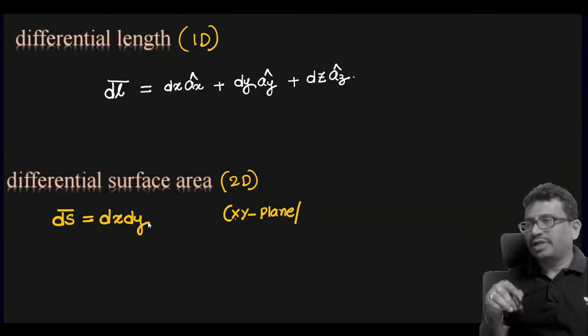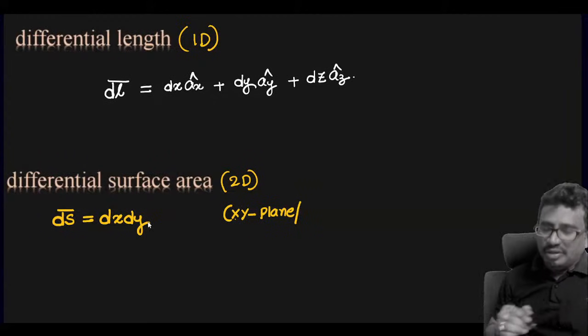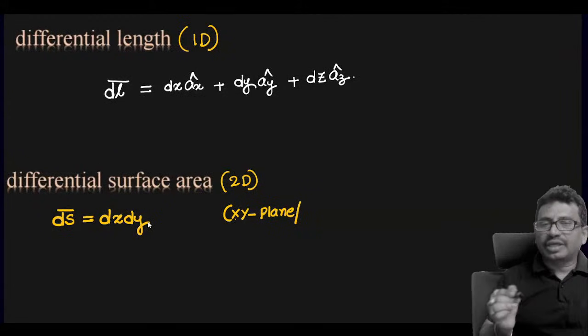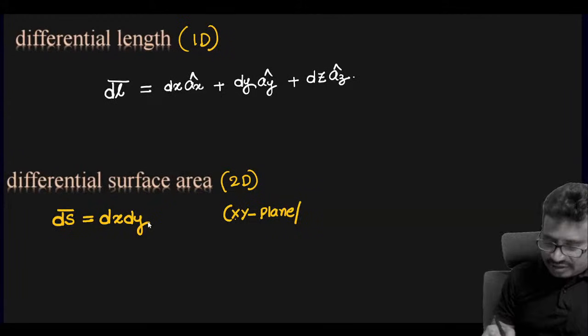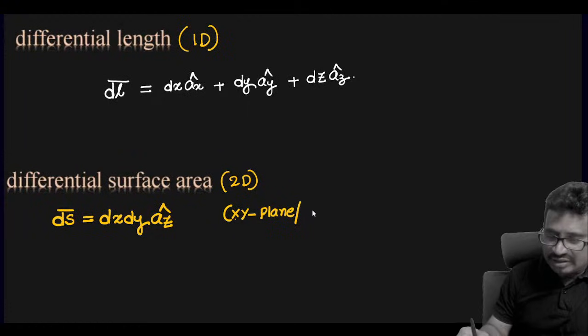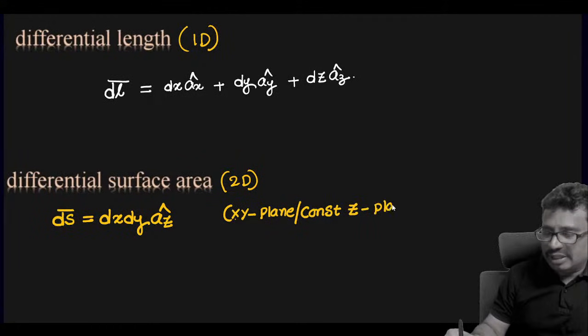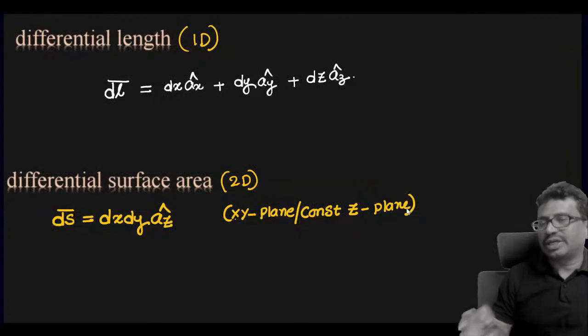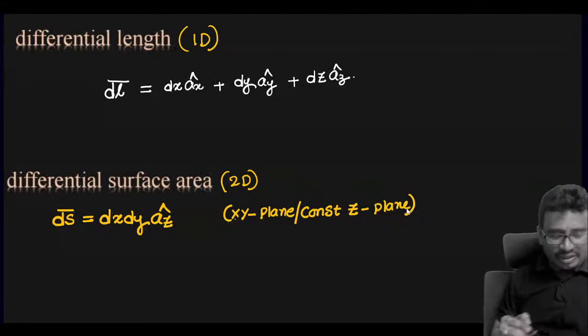And what is the direction of the surface area? That is perpendicular to both x and y. So which axis is perpendicular to x and y? Z axis. So that's why we write the direction as the z axis. This we can also call as what? Tell me now, constant z plane. The xy plane is also called a constant z plane.